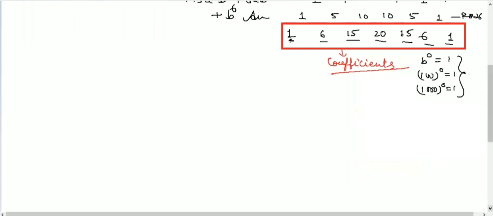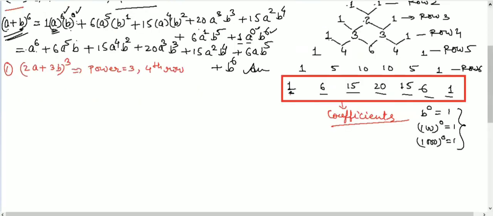Now, by using this same Pascal triangle, we will do a few questions. So the first question I'm going to take, we will expand 2a plus 3b whole to the power 3. As you can see here, the power is 3. So we will use the fourth row. You can draw Pascal's triangle one more time, but we already drew it, so we are going to use this fourth row.